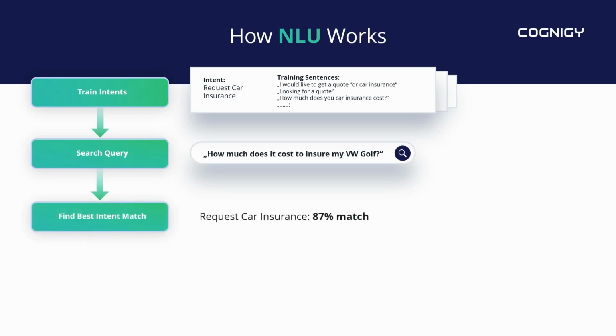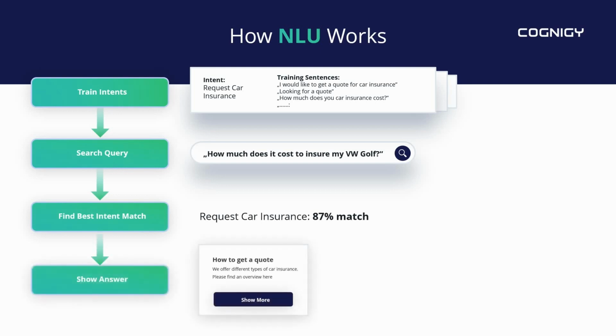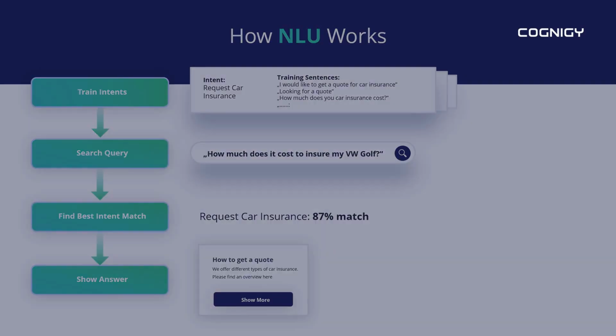In this case, it found request car insurance with an 87% probability, and that's what's then displayed to the end user. That is a pretty good answer, but you also see that it's very short, and it's typically short because no one would want to maintain, let's say, hundreds of intents for different car brands. And that is what makes it so hard to scale. And that is why it also doesn't deliver the optimal user experience.